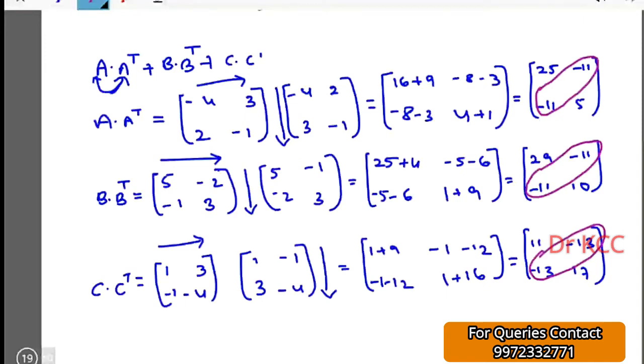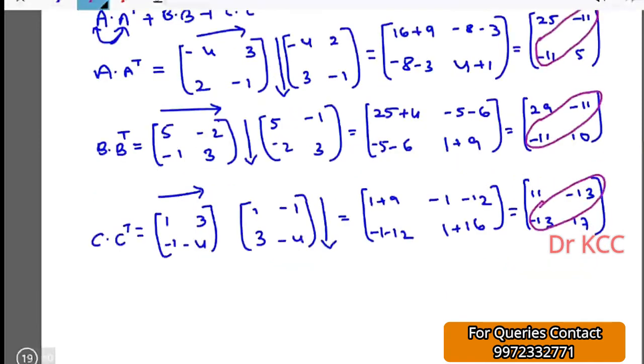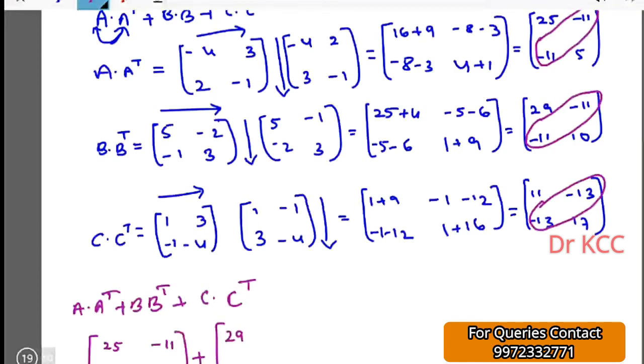Then next, finally, we need to add all this. That is A into A transpose plus B into B transpose plus C into C transpose. So what is A into A transpose? We got 25, minus 11, minus 11, 5. Then plus B into B transpose is 29, minus 11, minus 11, 10. Then plus C into C transpose is 11, minus 13, minus 13, 17. So add all this.